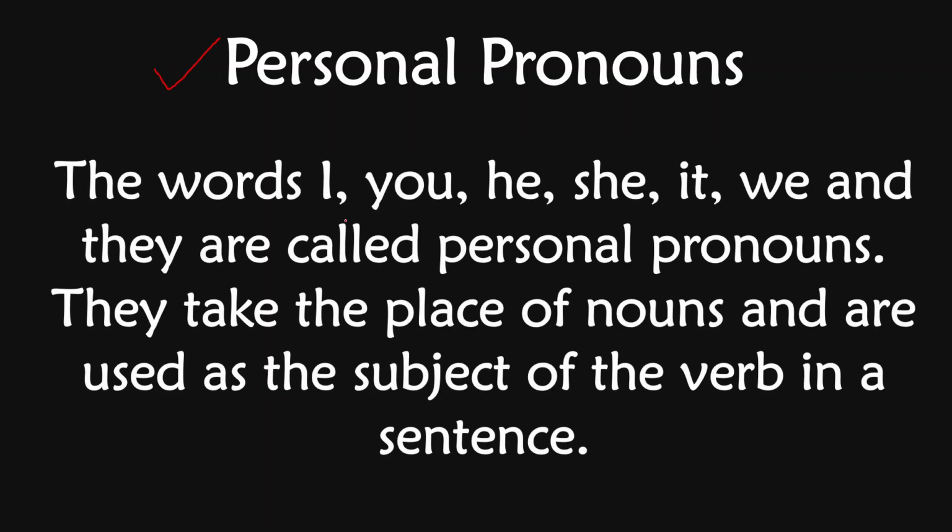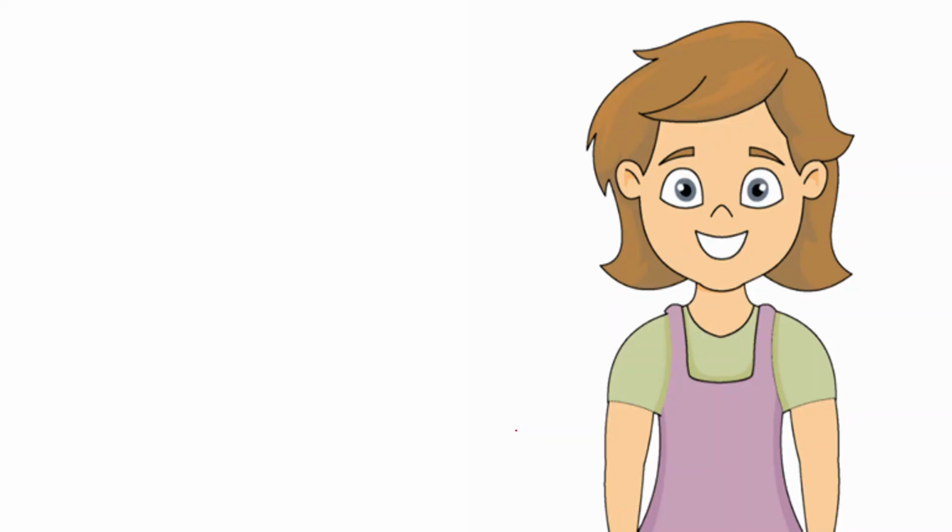The words I, you, he, she, it, we, and they are called personal pronouns. They take the place of nouns and are used as the subject of the verb in a sentence. Then, let's learn through the examples.